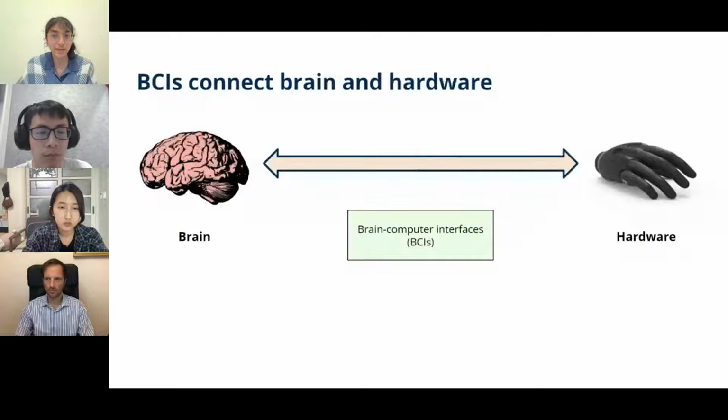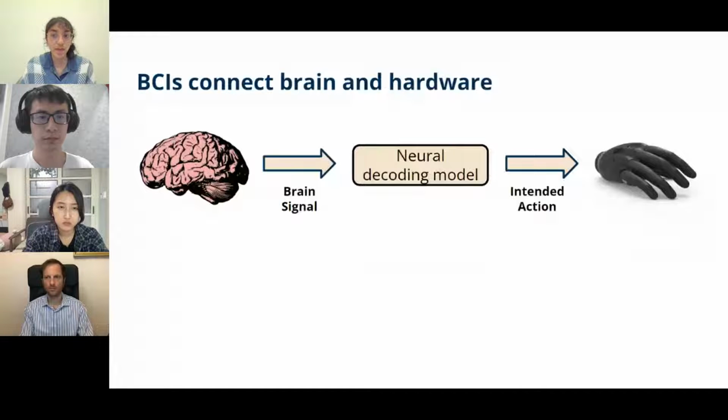BCIs provide an interface for communication between the brain and hardware, and thus can be used to restore movement and sensation. Many BCIs first record signals from the brain, then utilize a neural decoding model to infer an individual's intended action from these recorded signals, and finally control a hardware device to perform the intended action.